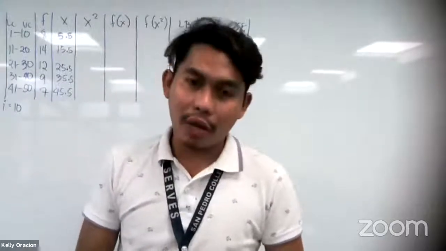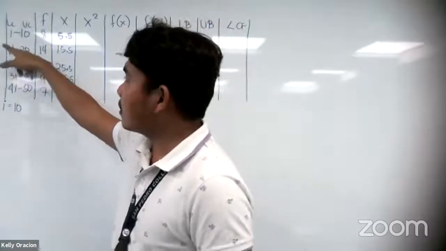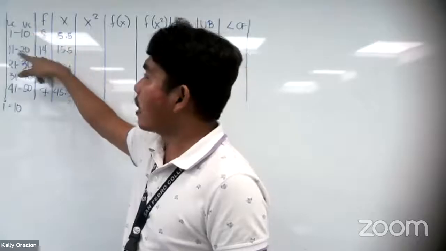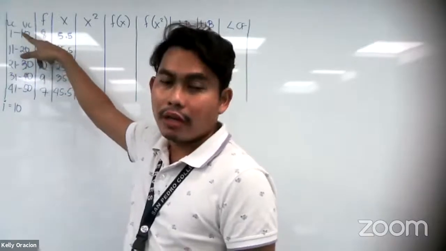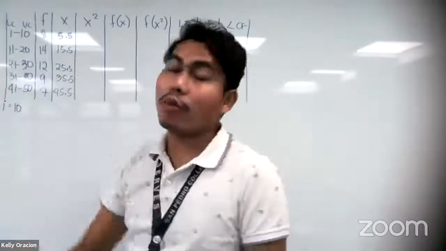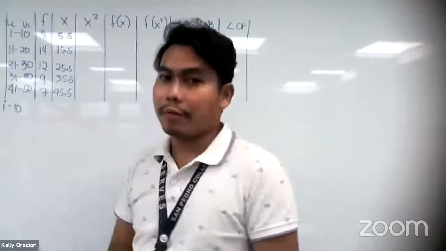Or what is another way? The other way of getting the interval is to subtract your lower classes. 11 minus 1, 10. Subtract your upper classes as well. 20 minus 10, 10. 21 minus 11, 10. 30 minus 20 is 10. So that means our interval is 10.